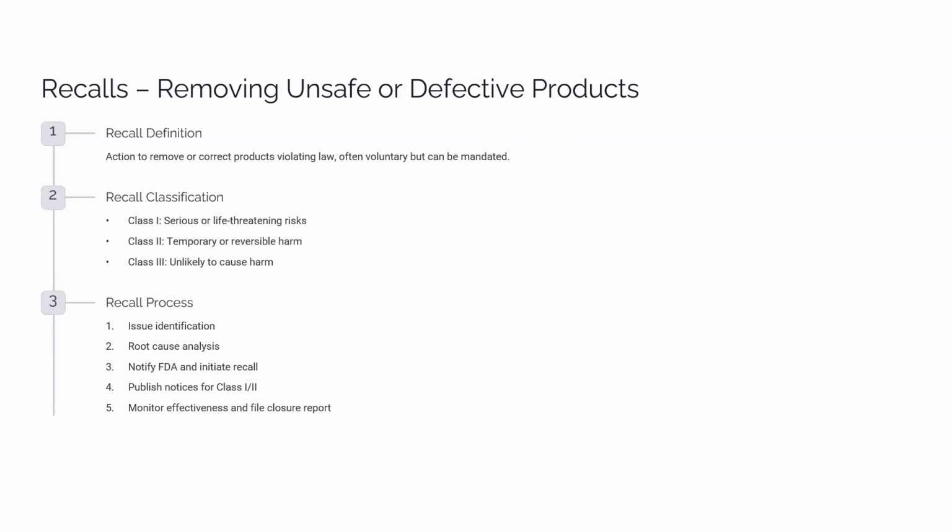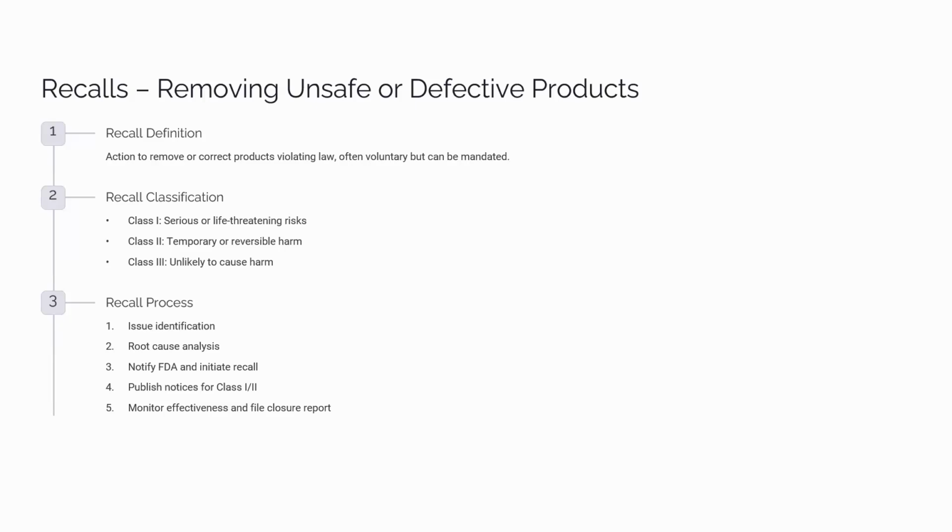So, recalls are basically actions to remove or correct products which violate law. These can often be voluntary, but they can be mandated as well. So, yes, recall is also a very important part when we talk about regulatory compliance, and it's further divided into three classes: class 1, 2, and 3. Class 1 is serious or life-threatening risk, when the law that's been violated can cause life-threatening risk, then it's classified in class 1. Then there's class 2, which talks about temporary or reversible harms, and class 3, unlikely to cause any harm.